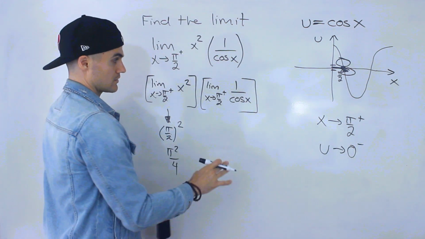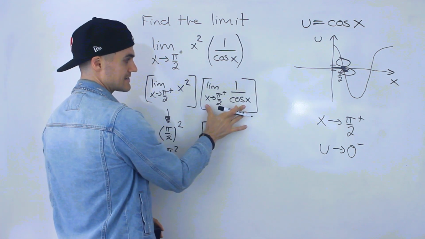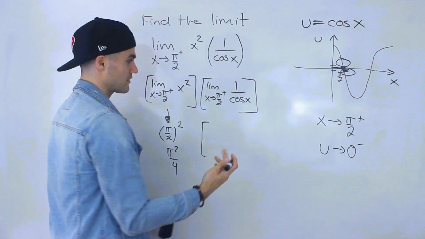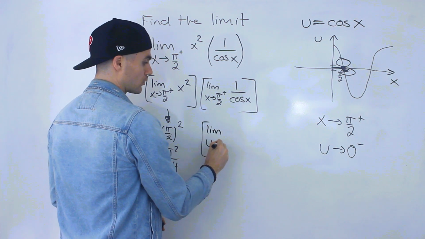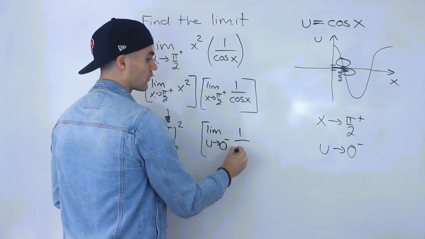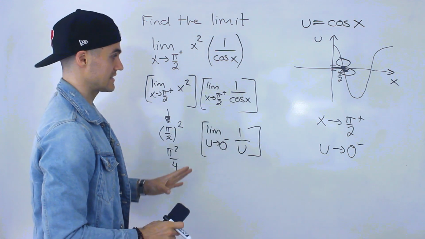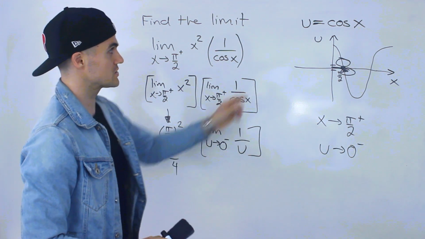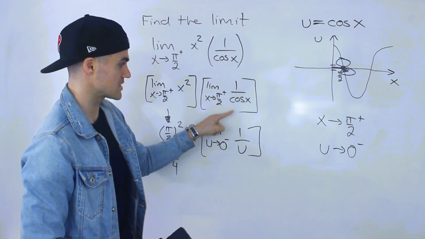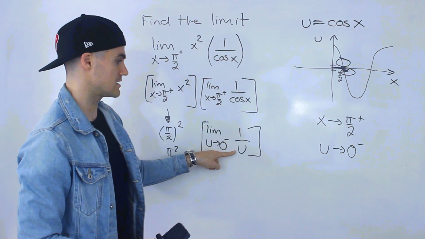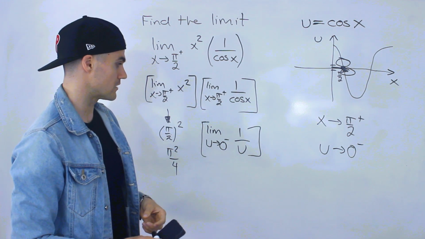And so now what we can do is, here's what I mean by a change of variable. We're going to take all of this, and instead of having everything in terms of x, we're going to have everything in terms of u. So we could say this is the same as the limit where u approaches 0 from the negative side of 1 over u. Okay, this and this are the exact same thing. So we just introduced this new variable u to make it more simple, right? So instead of having 1 over cos x, we're now dealing with 1 over u, which is a function, in my opinion, the reciprocal function, that is a lot easier to deal with.